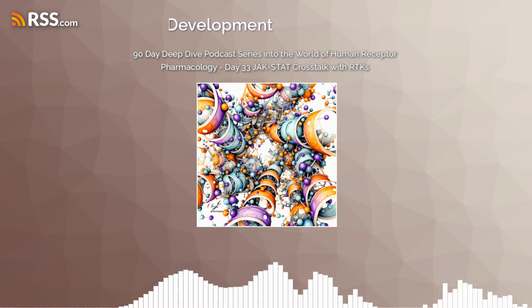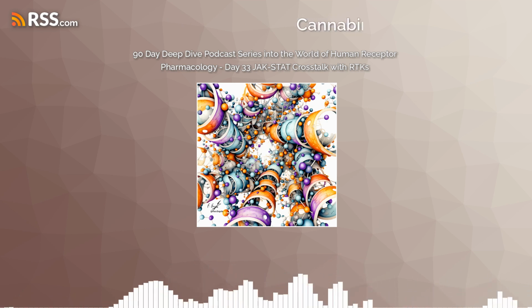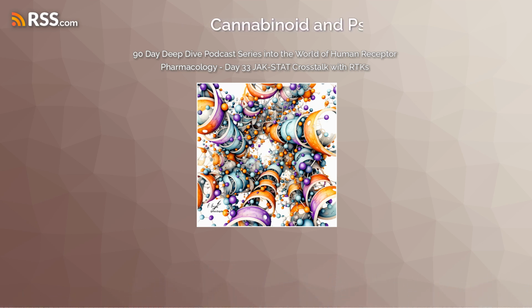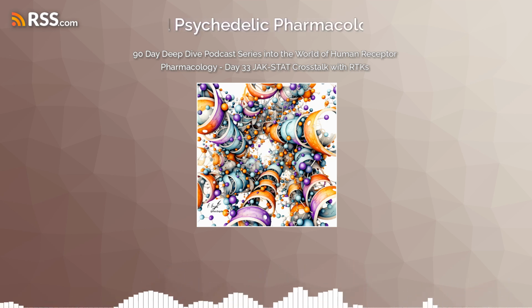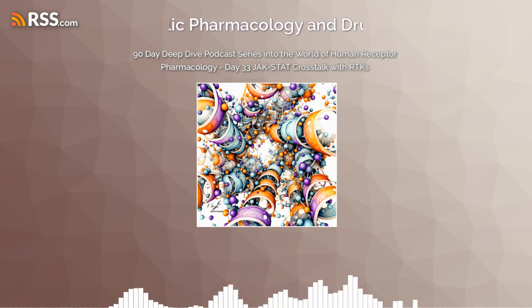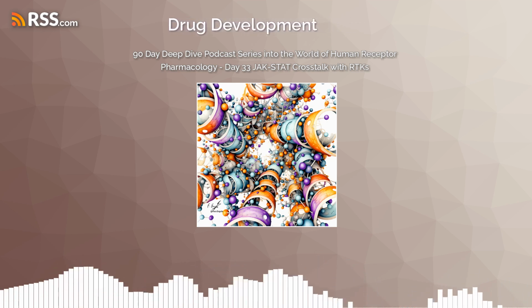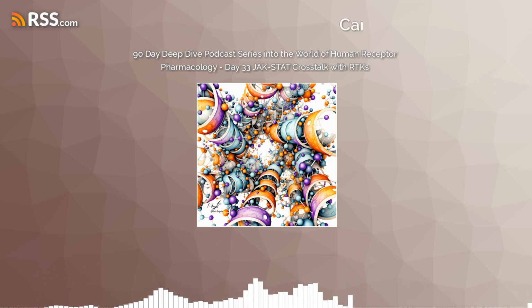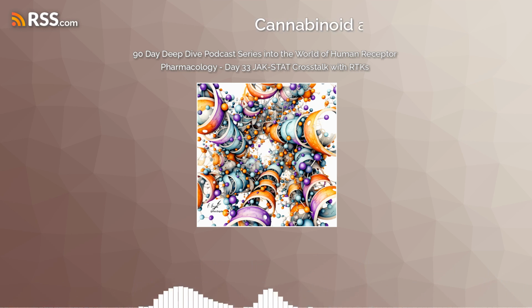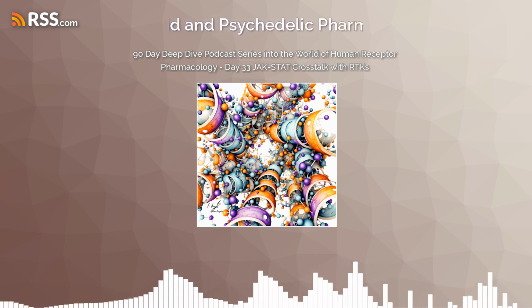PDGF, signaling through its receptor, a member of the RTK family, can enhance IL-6 signaling through the JAK-STAT pathway. This leads to increased expression of genes that promote cell cycle progression, resulting in faster cell proliferation. Wow, so it's like PDGF is giving IL-6 that extra push to accelerate cell division. Precisely. Now, shifting to immunity, the synergy between JAK-STAT and RTKs often enhances immune responses, strengthening the body's defense mechanisms.